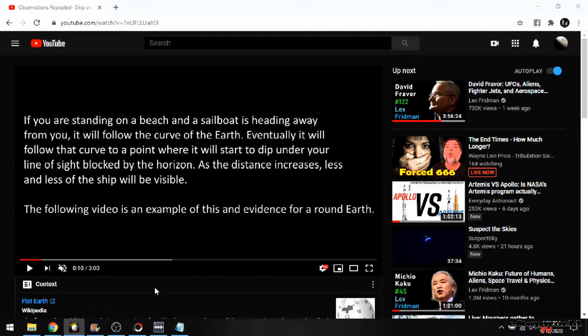So before we play the video, I'm going to point out that Red's Rhetoric is saying here that this is an example of evidence for a round Earth. And I would have to actually agree if we were talking not actual reality, but just what we see and how we interpret it to be a certain way. So that's what he's calling evidence for a round Earth, and I'm going to prove him wrong.